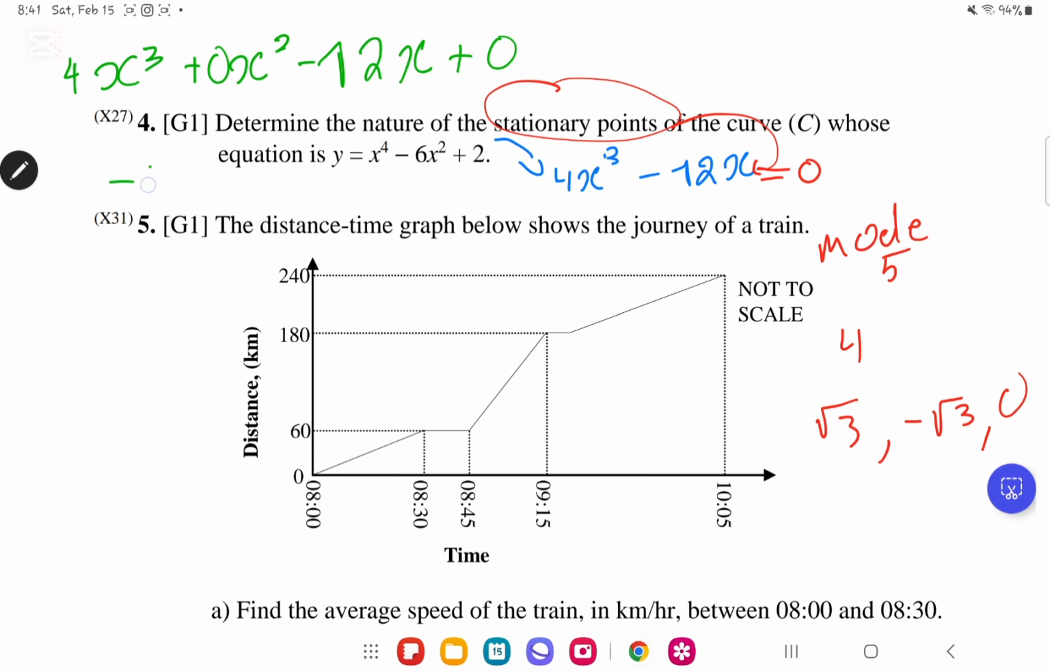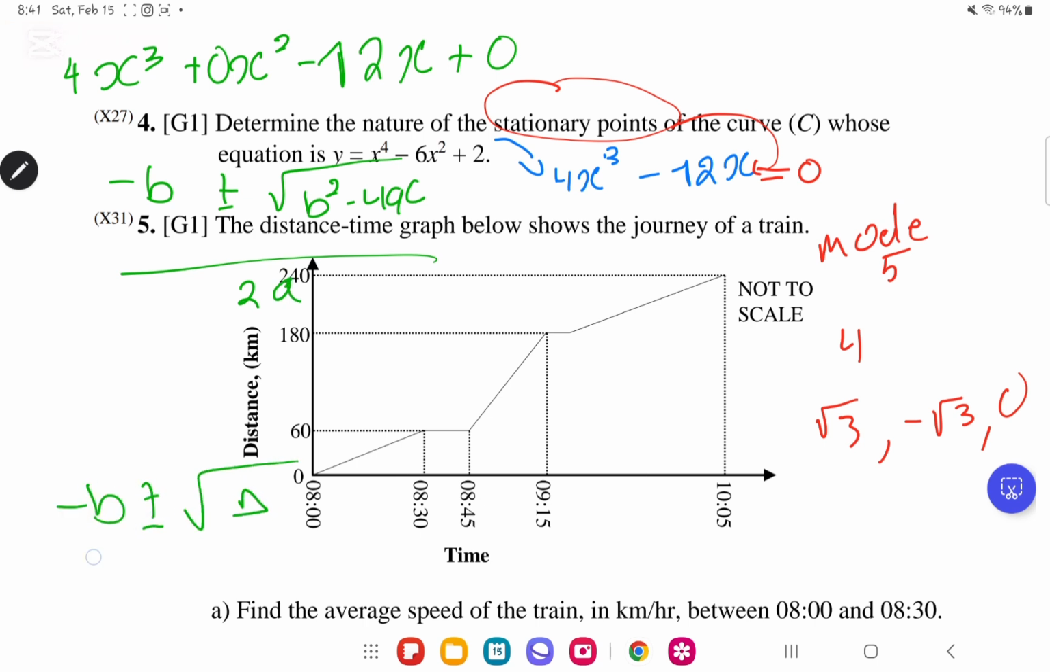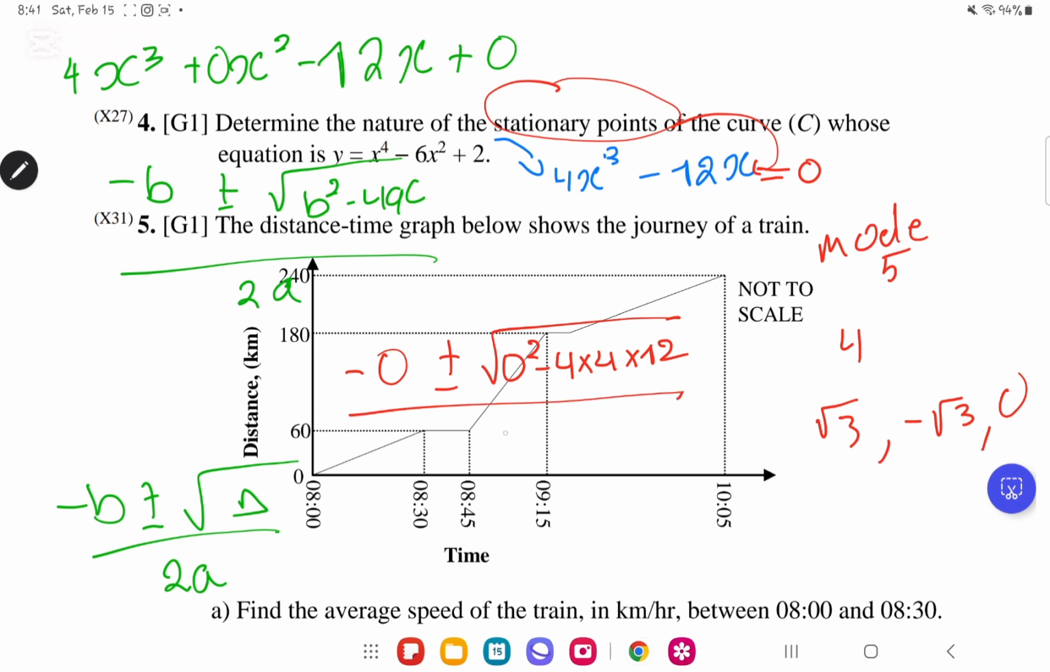The quadratic formula is minus b plus or minus radical b squared minus 4ac over 2a, or another term is minus b plus or minus radical delta over 2a, or radical discriminant, however you guys know it. And then I just substituted. So I put minus 0 plus or minus radical 0 squared minus 4 times 12 over 2 times 4, and I got plus or minus radical 3. Okay, now this is one way to do it.